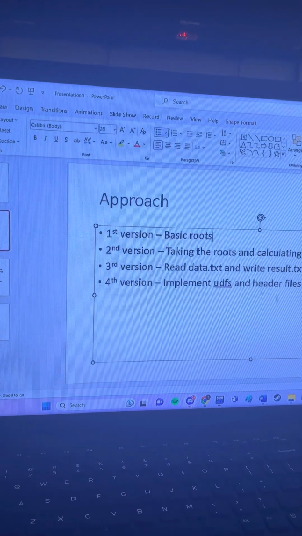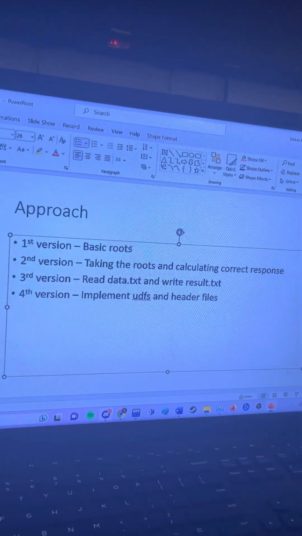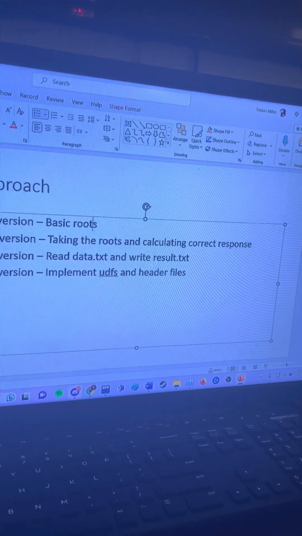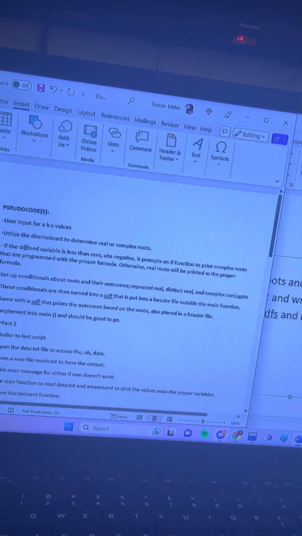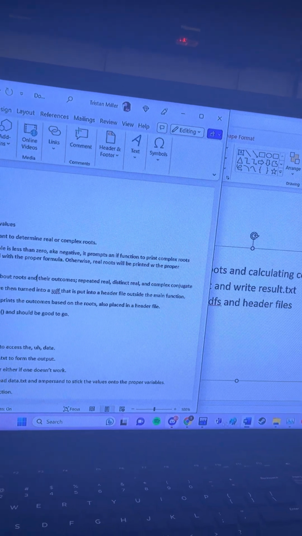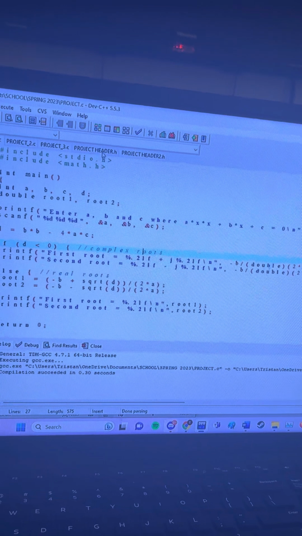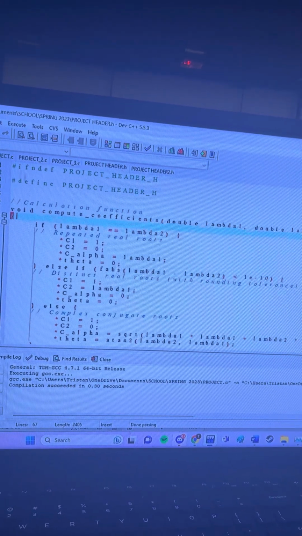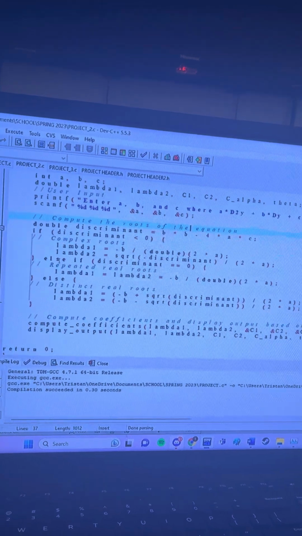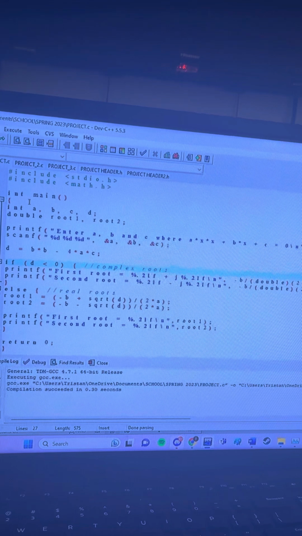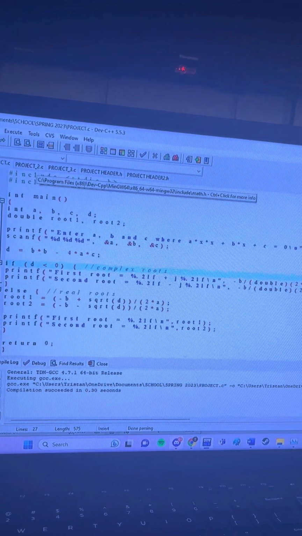So, back to the PowerPoint. We got the basic roots. Then the next step was taking the roots and calculating the correct response, which, going by the pseudocode, I set up conditionals. At this point, this is all in a header file now, so I'm going to go to the header file. Well, I suppose actually the part where the discriminant is, obviously that was figured out in the first place.